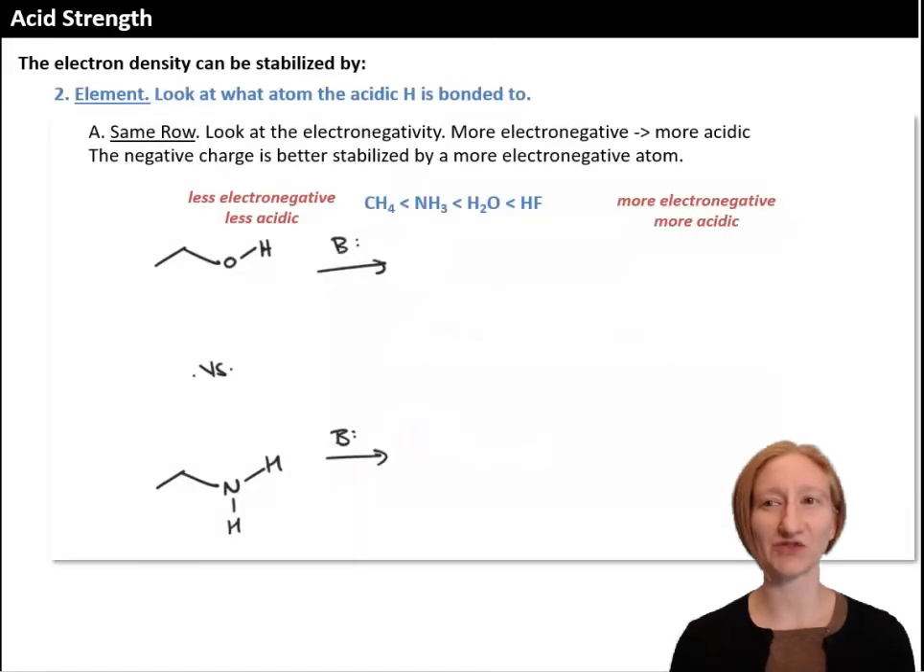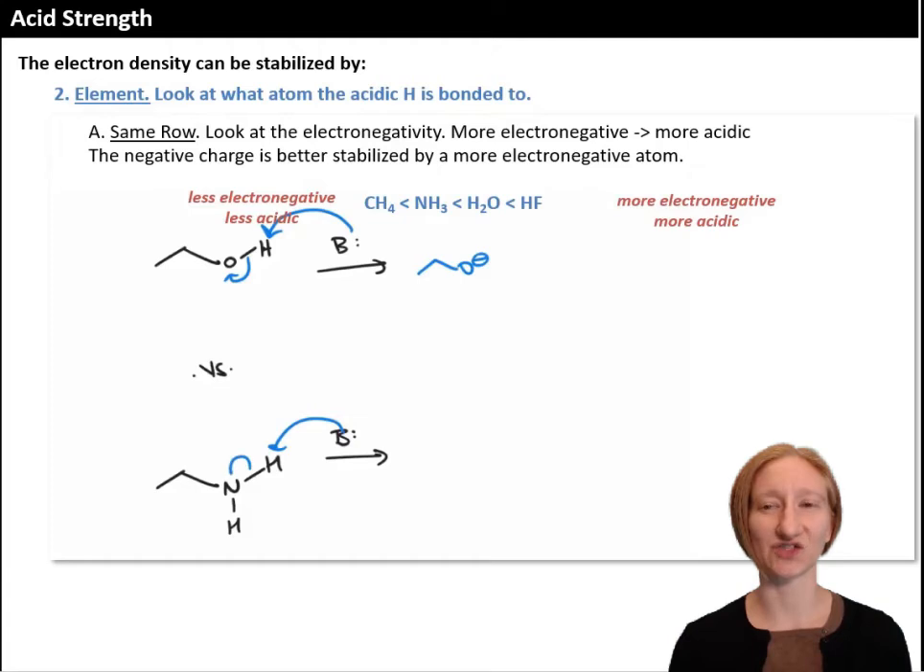Electron density can also be stabilized by the element that the acidic hydrogen is bonded to. If we're comparing two acids with the electronegative element coming from the same row, then the more electronegative element of the two will better stabilize the negative charge that results from losing the proton. In these two cases here, we'll draw out the two conjugate bases that arise from proton loss. And then we can compare them.